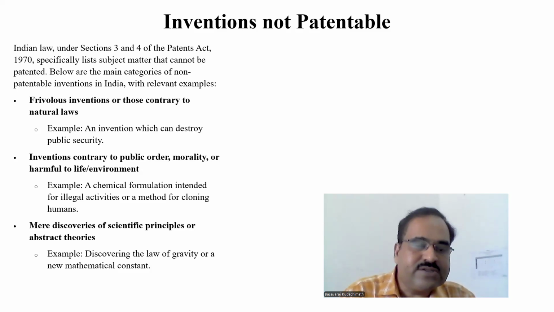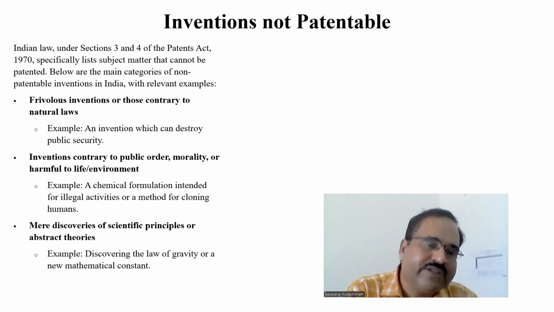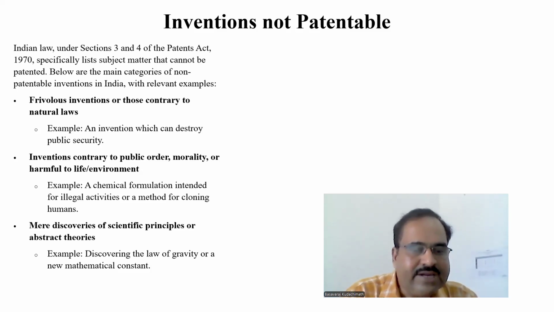Mere discoveries of scientific principles or abstract theories, if you invent some scientific theories which are not actually in practice, cannot be patented. For example, if you make a product that can survive on the moon or Mars with the help of theoretical aspects, such as the gravitational force on the moon and on Mars, but that use is in no way available and it is theory only, because nobody can go there and experiment whether the product is really working or not. Such kinds of things cannot be patented. Another example could be discovering the law of gravity or a new mathematical constant; they cannot be patented.